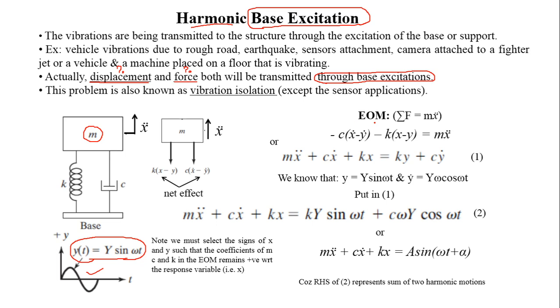We need to apply Newton's second law in translation in the x direction, that is summation F in the x direction equals m x double dot, and we have two recovering forces, damping and spring stiffness. We write them down here, then open these brackets and simplify our equation, and we get equation number 1. Here we have y and y dot, and we know that y can be written like this: Y sine omega t. We differentiate this with respect to time to get y dot, which is capital Y omega cos omega t. We substitute these two results in equation number 1, and we get expression number 2.